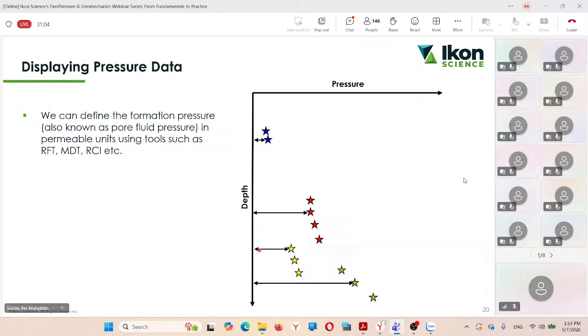So here is how we display pressure data. This is the pressure data we get from probably MDT, RFT from the permeable unit. So we know that this could be from sand layers. To better understand this pressure data, we could put it in context. Again, our reference will always be the hydrostatic pore pressure. What would the pressure be like if the formation is in hydrostatic? We have this information because we know the depth, we know the density of water, and we know the gravitational acceleration.